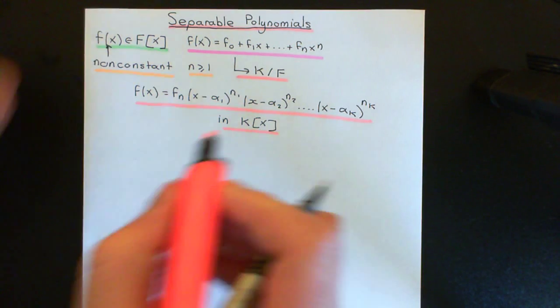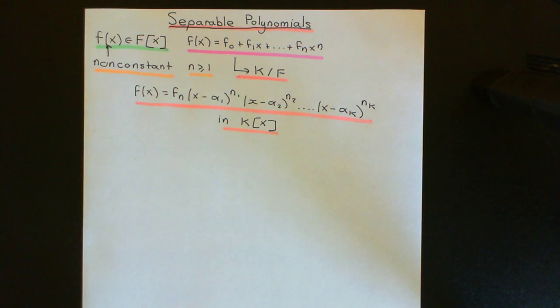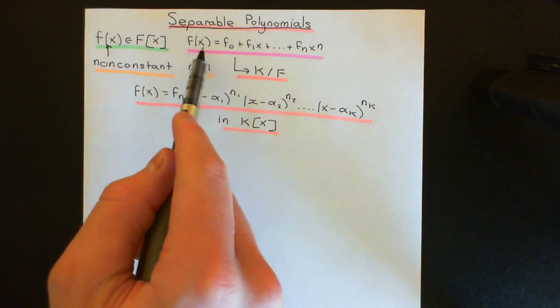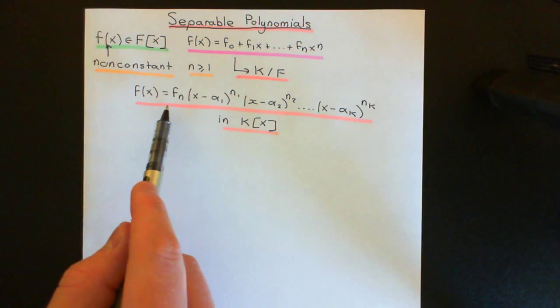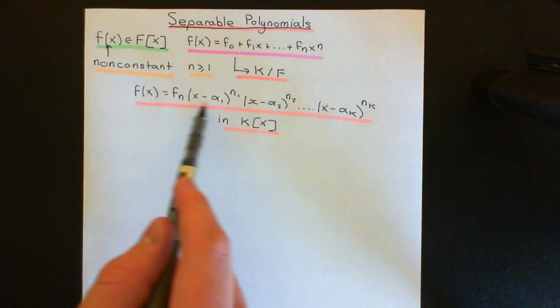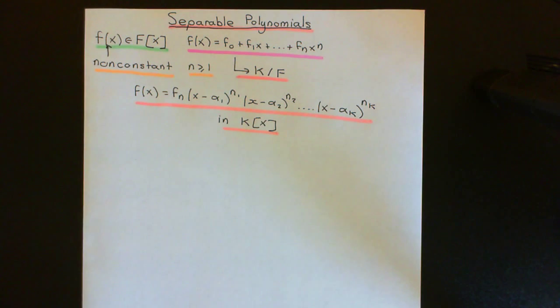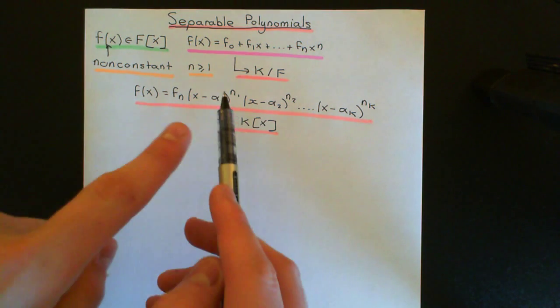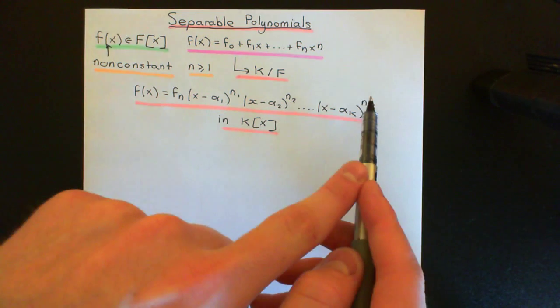Okay, so we haven't yet seen the definition of separable. This is all just talking about splitting fields. So what now is the definition of separable? Well, we call this polynomial f of x separable if, when you go into its splitting field and write it in this way in the ring of polynomials over the splitting field, all of the multiplicities are 1.